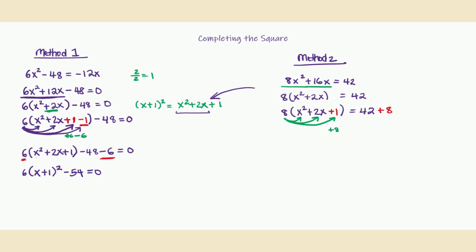Now we can write it as our perfect square. So 8 times x plus 1 all squared is equal to 42 plus 8, which is 50. Hope this helps.